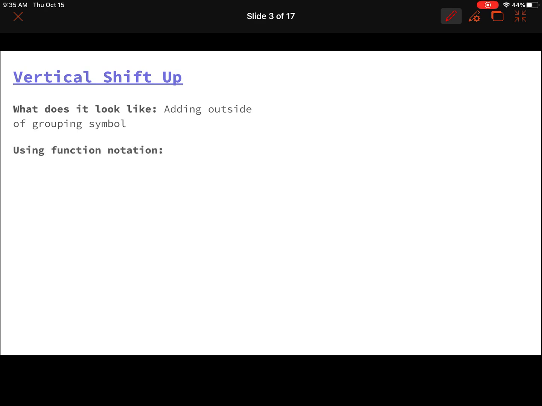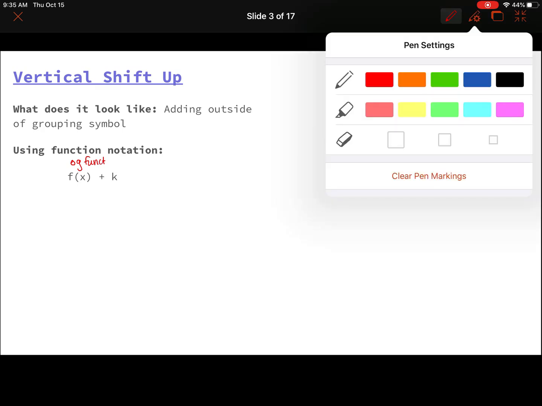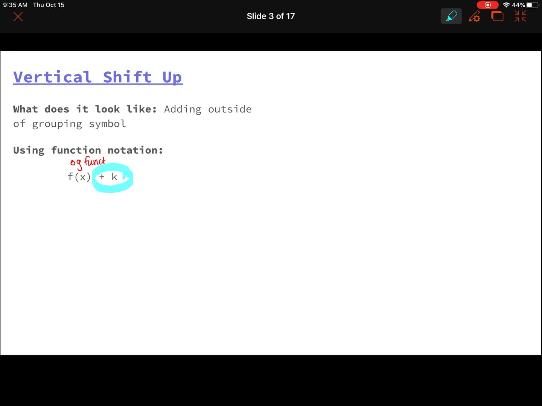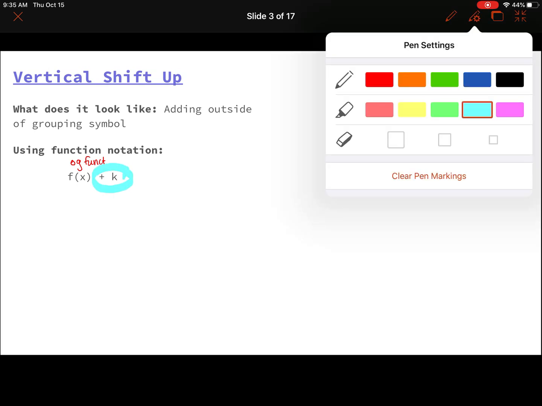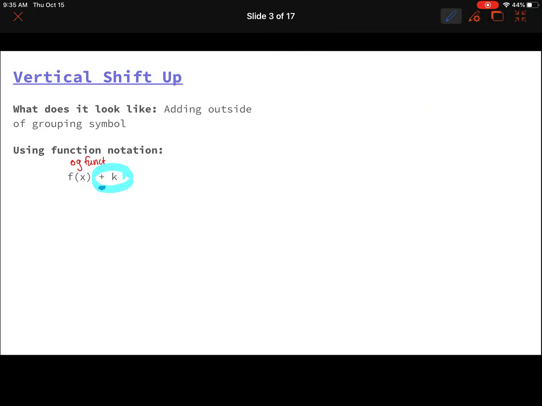Now, using function notation, f of x just means our OG function, our original function. Here is our plus up, so that's important to remember. If we see a plus sign, that means we're shifting up, okay? Now, my transformation rule: when we are vertical shifting up, this is super important, we're only affecting our y coordinates. We are not touching our x coordinates when it comes to a vertical shift up or a vertical translation. So we're going to show you an example here.